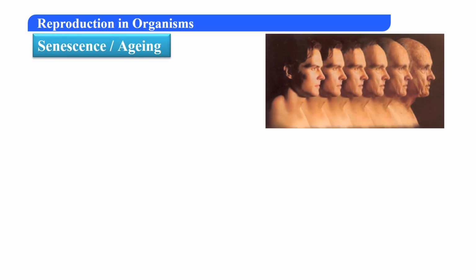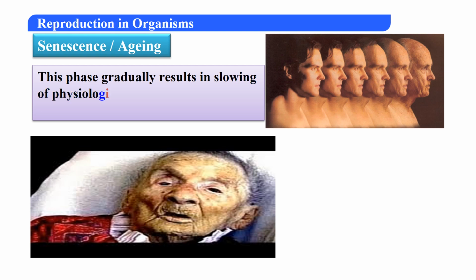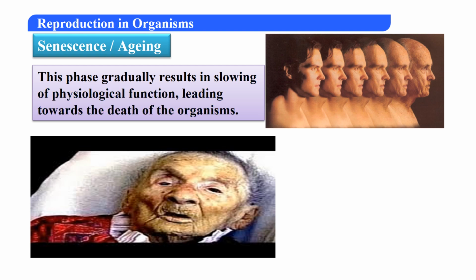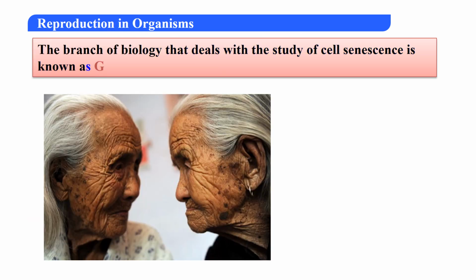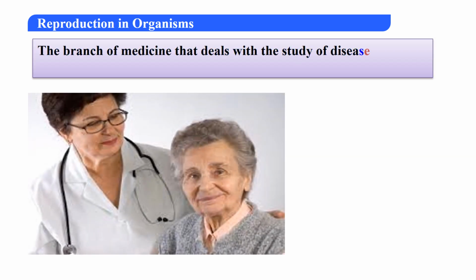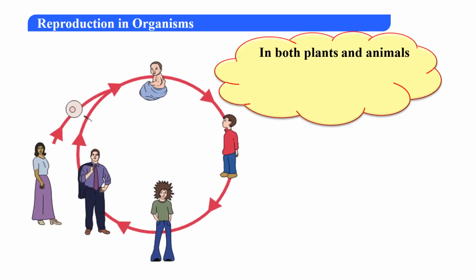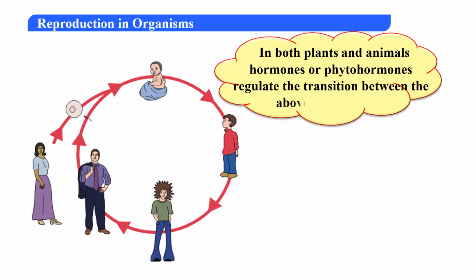Senescence, a phase of aging. This phase gradually results in the slowing of physiological functions leading towards the death of the organism. The branch of biology that deals with the study of cell senescence is known as gerontology. The branch of medicine that deals with the study of diseases in aged people is known as geriatrics. In both plants and animals, hormones and phytohormones regulate the transition between the above three phases.